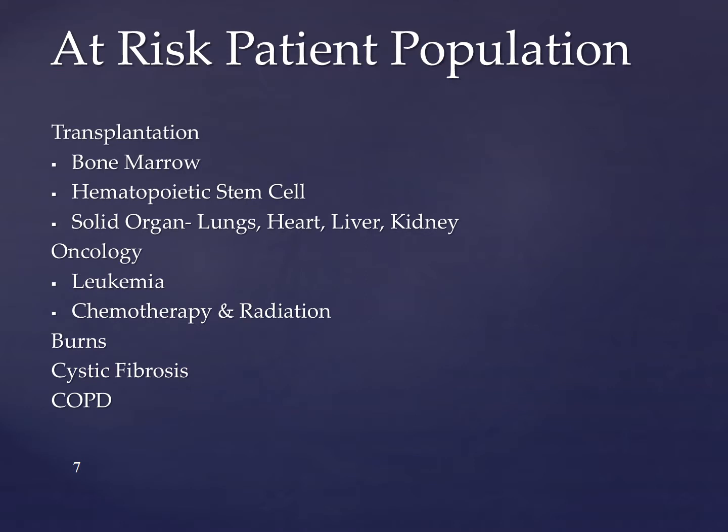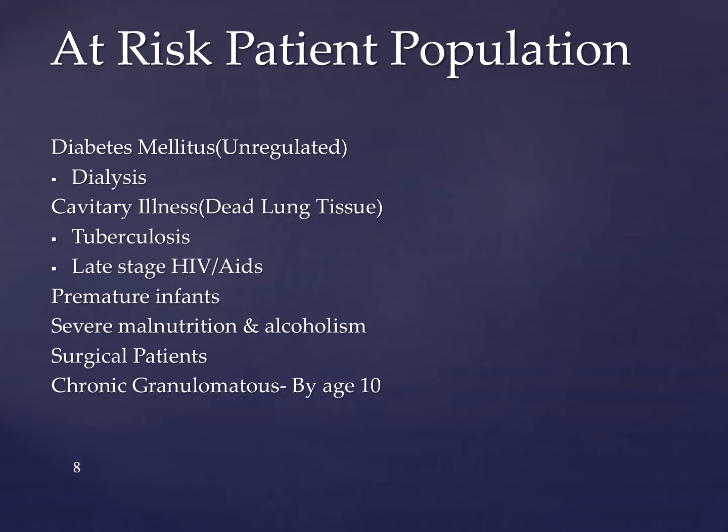Okay, at-risk patient population, and again, this is really not in any particular order. The common thread here is that these patients basically are immunocompromised. Bone marrow, hematopoietic stem cell, solid organ, and lungs, heart, liver, kidney, transplant folks. And in the oncology world or the cancer world, leukemia and chemotherapy and radiation. We have burns, cystic fibrosis, COPD. Here's the list continues on.